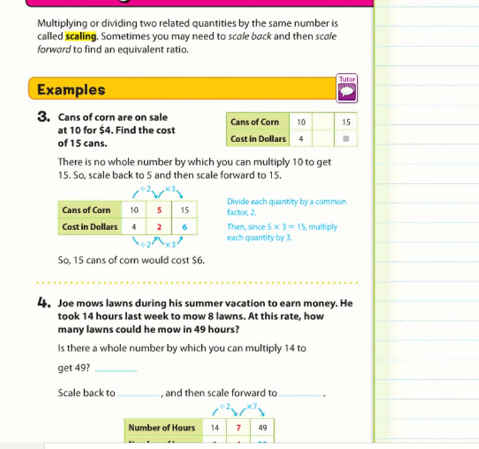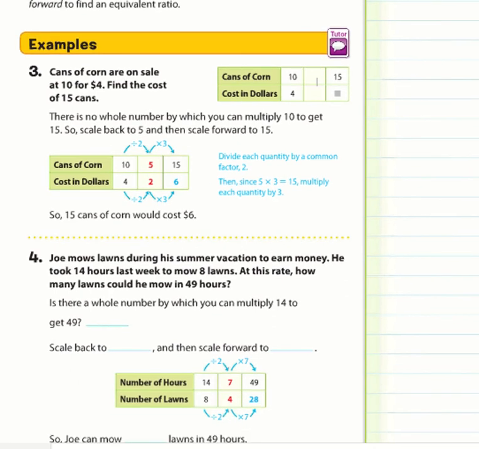So it says, cans of corn are on sale at 10 for $4. So we have a ratio 10 to $4 here. Find the cost of 15 cans. So we need to get from 10 to 15 by multiplying and dividing. With 10 to 15, there's no way we can multiply a whole number to get from 10 to 15. But 10 and 15 do have a common factor, and that's what we need to find. They have a common factor of 5, because 5 times 2 and 5 times 3.